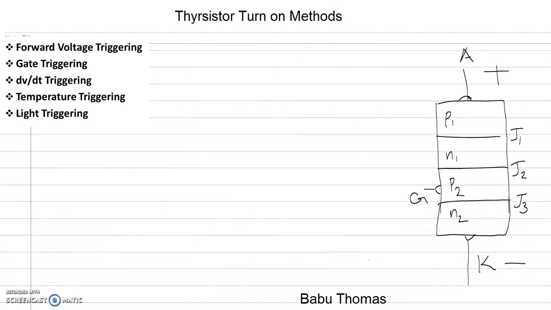Now we are moving on to the third method of turning on the thyristor, that is dV by dt triggering. So we will be applying a positive voltage across the anode and cathode. Junction J1 and J3 become forward biased and junction J2 becomes reverse biased. The reverse biased junction J2 will be acting like a capacitance because of the charges existing across the junction J2.